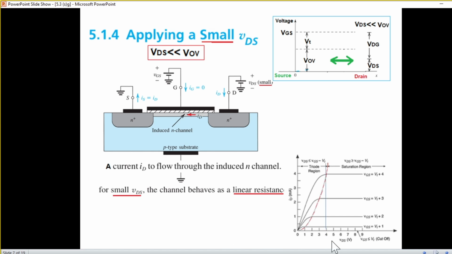Now let's say the overdrive voltage is 4, somewhere here actually. Then when we are saying that VDS is less than VOV, that means it is somewhere here. And so this is the area we are operating, and the lines are linear, straight lines, and this is what it means, that there is a linear resistance, and we are operating in triode region. So the MOSFET is in the linear region or triode region or ohmic region.